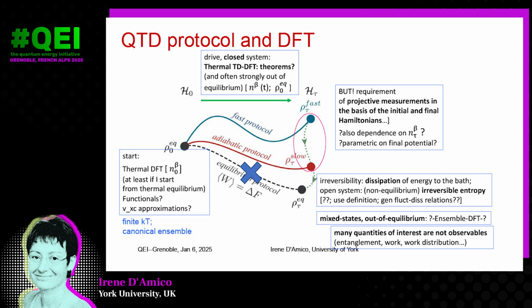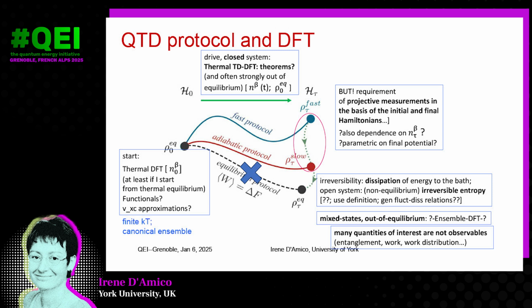So we start with a lot of question marks. So, okay, how do I have functionals for thermal DFT? The thermal DFT is not very much developed. Approximations similar to VXE, we don't have much. If we want to drive it, we have to go to thermal time-dependent density functional theory. Do we even have the fundamental theorems for this?